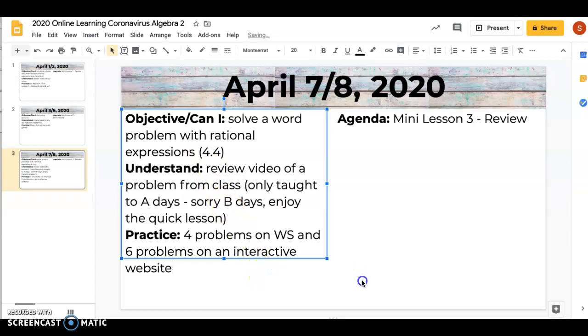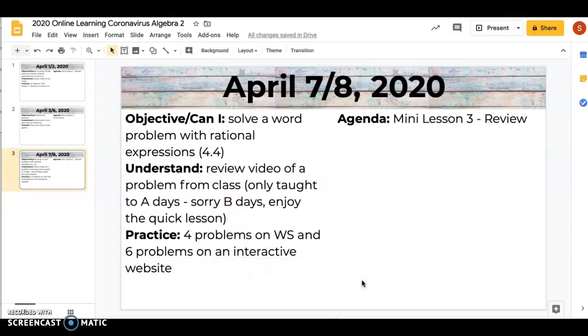Think about going back to class, the last day I saw you guys was an A-Day, so I did teach this to the A-Day kids. B-Day kids, this would have been the lesson on Monday, so I did teach it to half of you guys, or most of you guys. This is a review of that lesson or just a quick lesson for B-Day people.